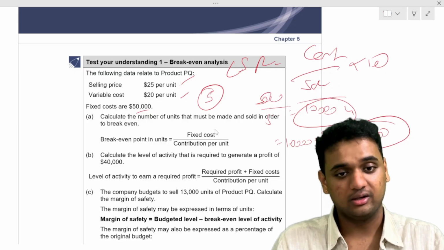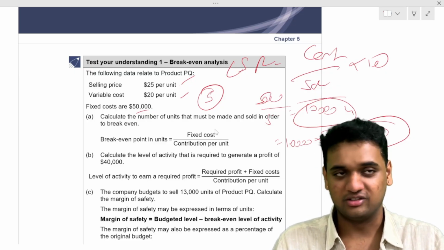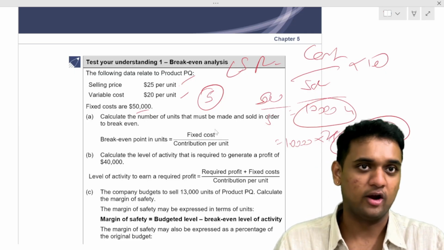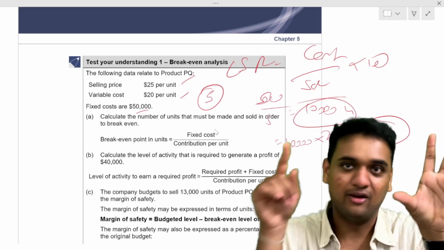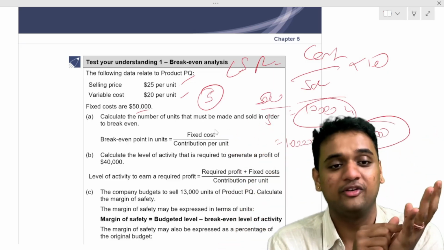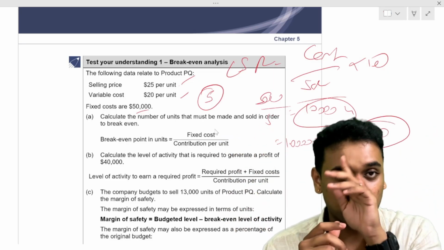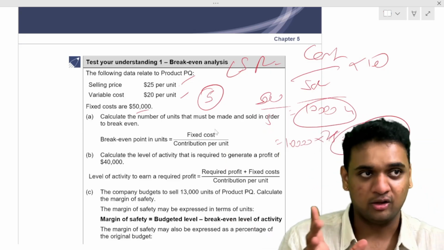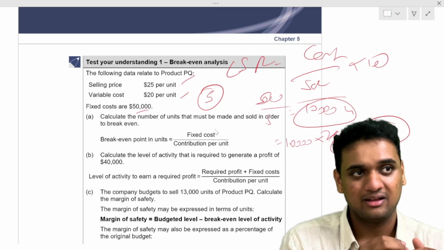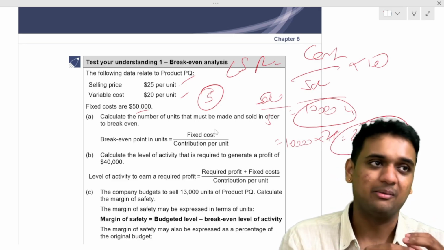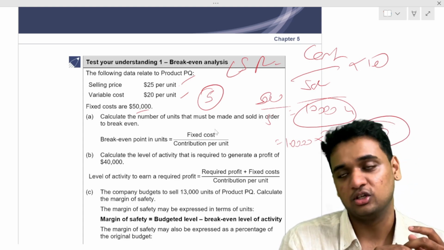What have they given in the question? Calculate the number of units I have to sell in order to get a profit of 40,000. So we have to recover fixed costs, and along with that, we have to recover profit also. The fixed cost is 50,000 plus the profit of 40,000. Totally we need 90,000, divided by contribution per unit, which is 5. So 90,000 divided by 5 will give you 18,000 units.